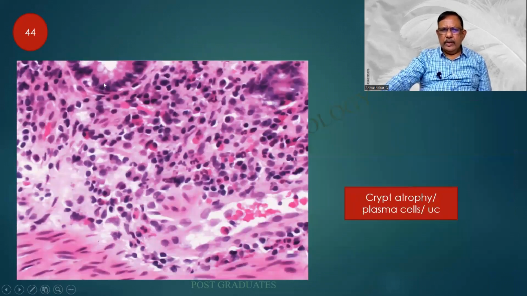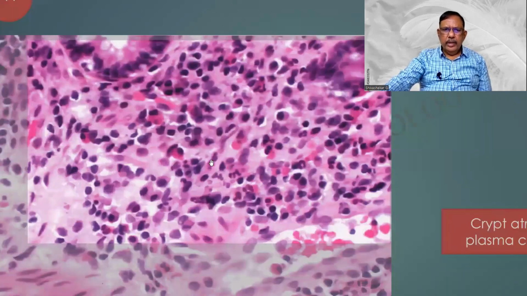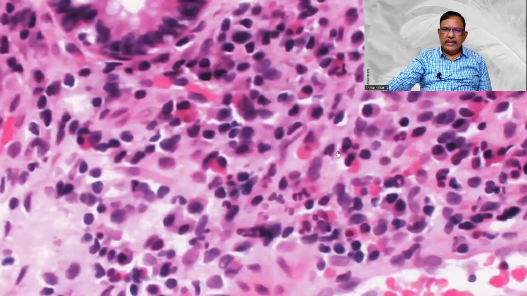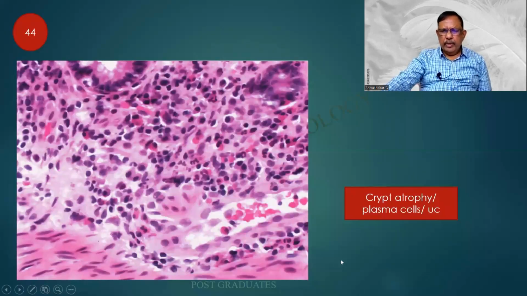Also, there can be atrophy of the crypts. It is not going deep down, and what I should appreciate in this particular picture will be this. I am able to find the plasma cells, the eosinophils, the mast cells, and the lymphocytes lower. So base of the crypt inflammation is important in a diagnosis of chronic inflammatory bowel disease.